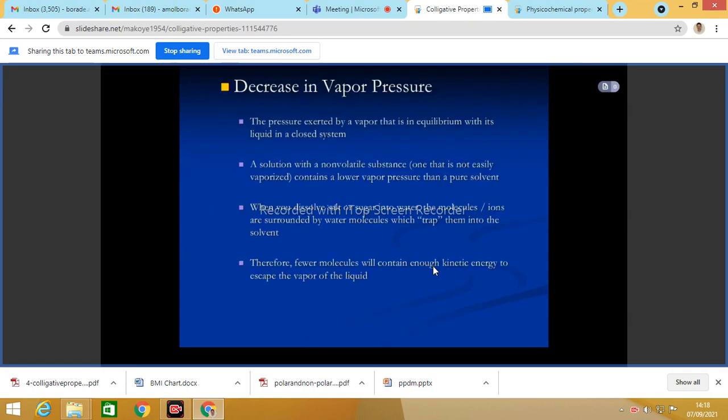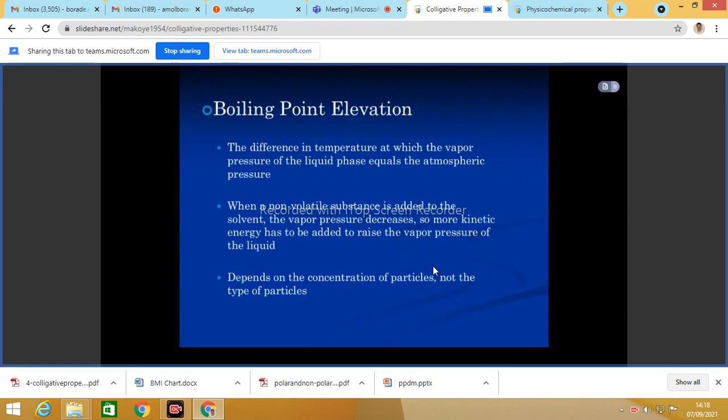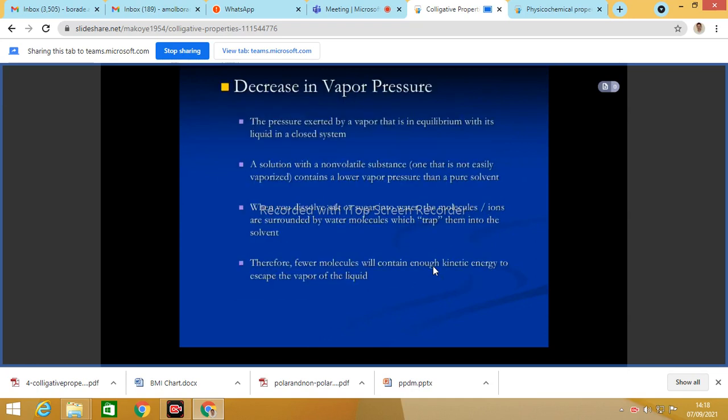So this example can be considered as an example of colligative properties. First we will see decrease in vapor pressure. Earlier I told something about the vapor pressure. Now my first question is, what is vapor pressure? Can anyone give me the answer? What is meant by vapor pressure with your understanding? Yes, anyone?